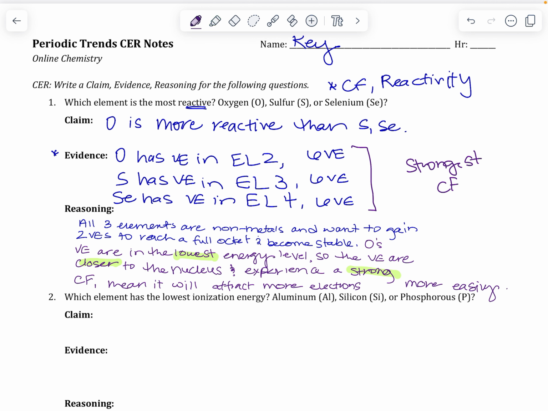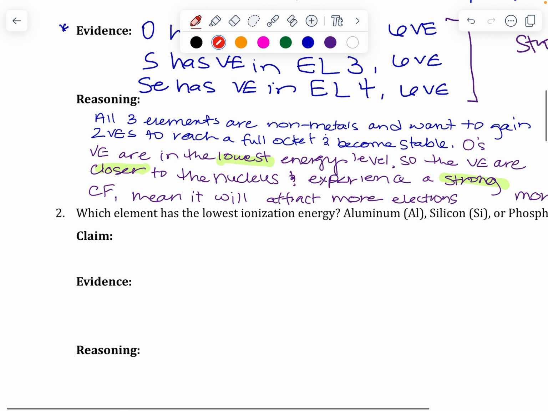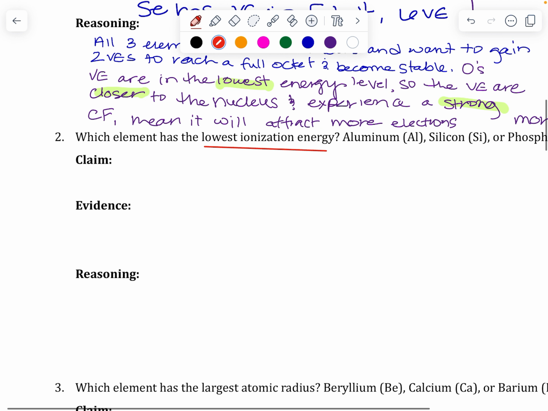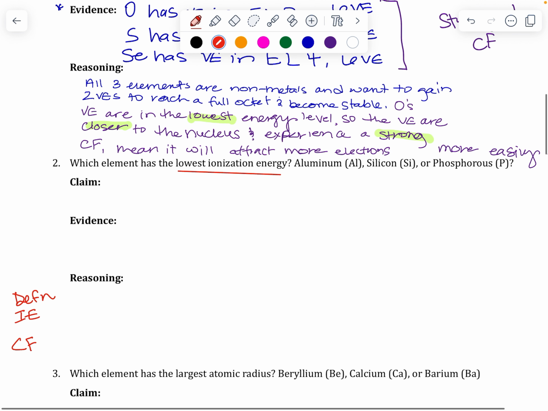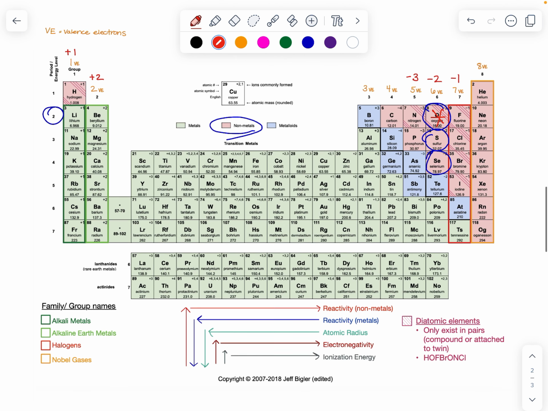All right, let's do another one. Which element has the lowest ionization energy? With this one, that's what it's asking about. The things that we're going to need to use in our reasoning is we need to discuss the definition of ionization energy, and then we're going to relate that with Coulombic force using our evidence. So I'm going to go through and get my evidence. I'm looking at aluminum, silicon, or phosphorus.